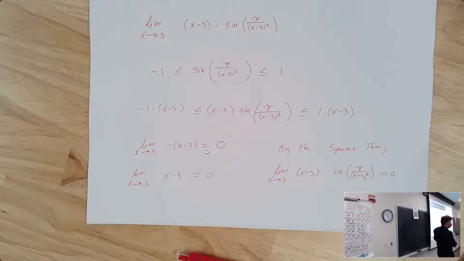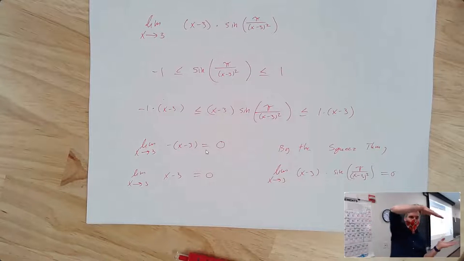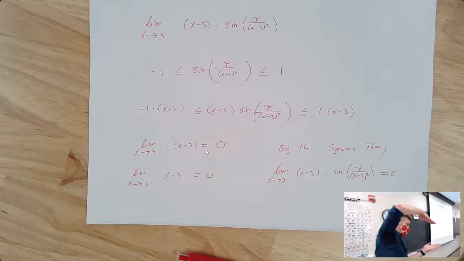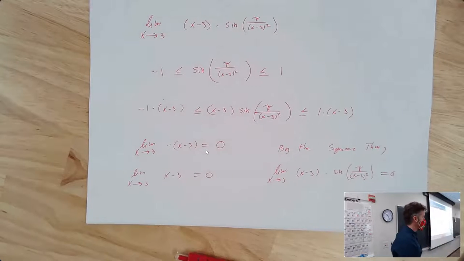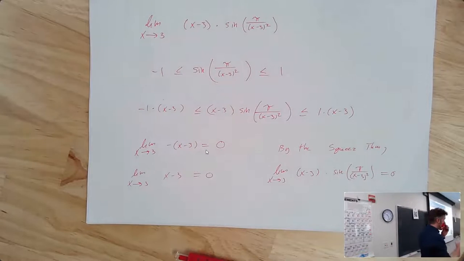So that's really the idea of the squeeze theorem, is that we are bounded above and below. And so as they both come towards the same value, the function that is between them is stuck, and it goes to that same value as well. Kenny, yeah. How do you know that it's bounded by x minus 3 above the bound?